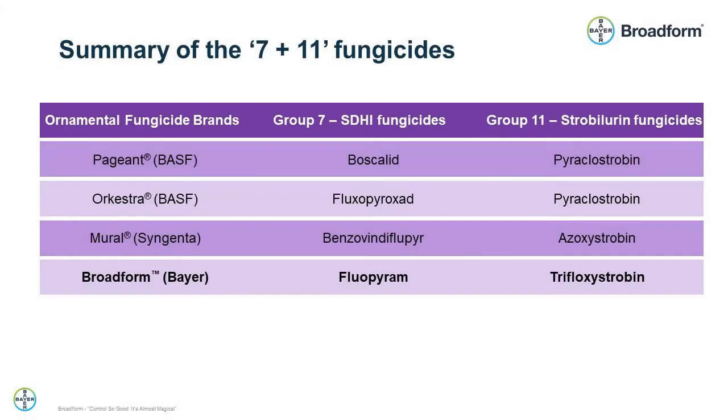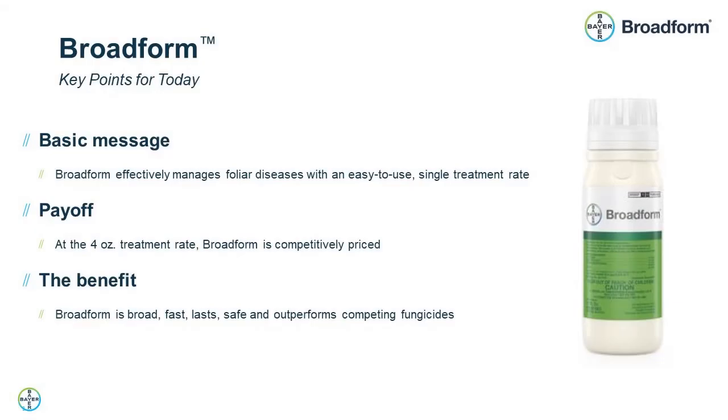Broadform is a fungicide that employs the proven combined performance of the so-called 7-Eleven fungicides you see detailed here on this graphic. These products combine two excellent fungicide modes of action from the SDHI and strobilurin fungicide MOA groups. Growers have available no less than 4 different 7-Eleven fungicides for ornamentals use, including Bayer's Broadform.